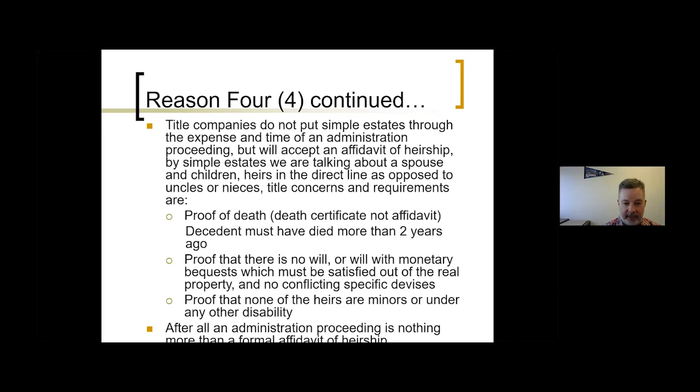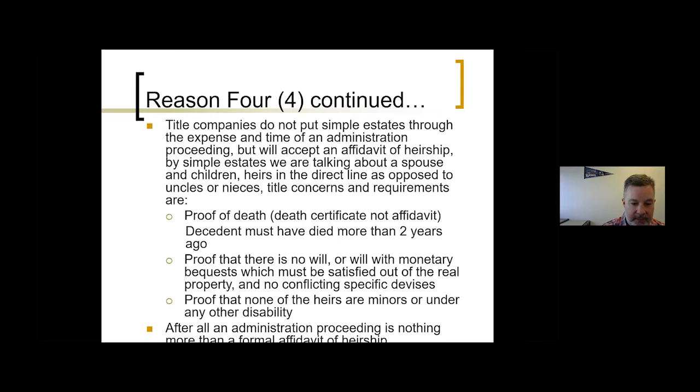We need proof of death. We need a death certificate. We can't take an affidavit for that. We need a death certificate. And the decedent, as I said, would have to have died more than 2 years ago. We need proof that there's no will, or that the will only had monetary bequests, nothing coming out of the real property. We need proof that none of the heirs are minors or under any disability, because if they are, then obviously we would have to get a guardian appointed.